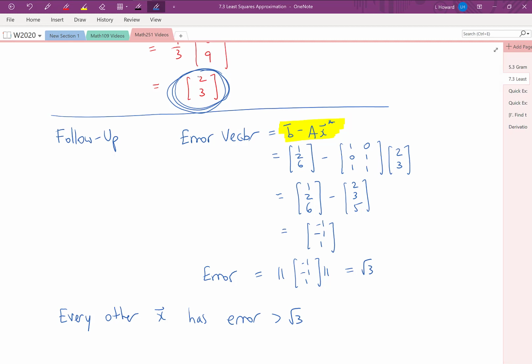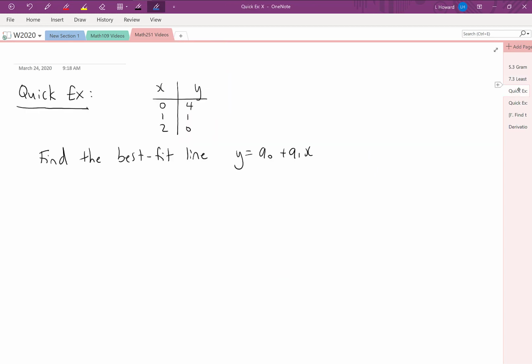Okay, let's do a couple of quick examples now. We'll see how this might relate to something that you would see in stats, or maybe in chemistry, or some of your other courses. It's very common to ask for the best fit line through a data set. So imagine that someone gave you a set of XY coordinates, and we're going to try to find the best fit line. In symbols, we'll say y equals a0 plus a1x.